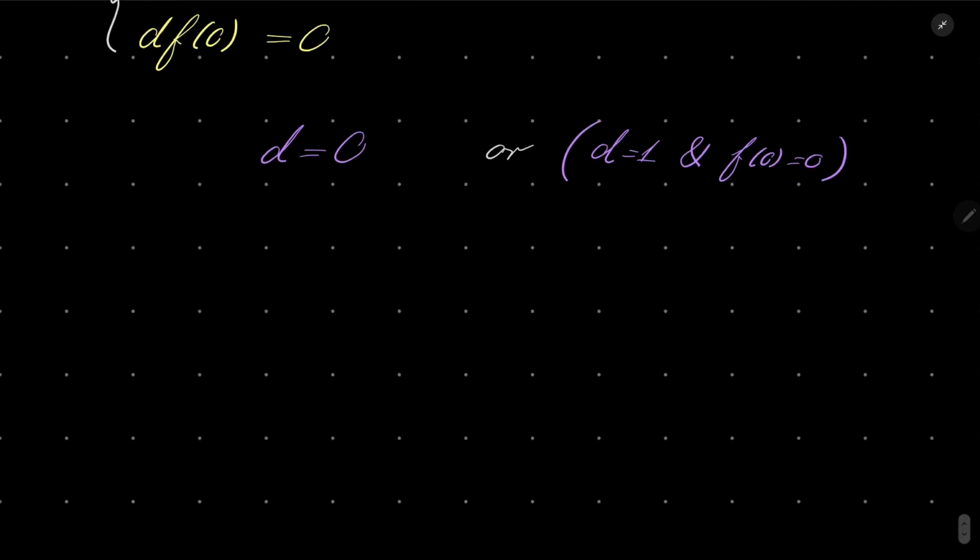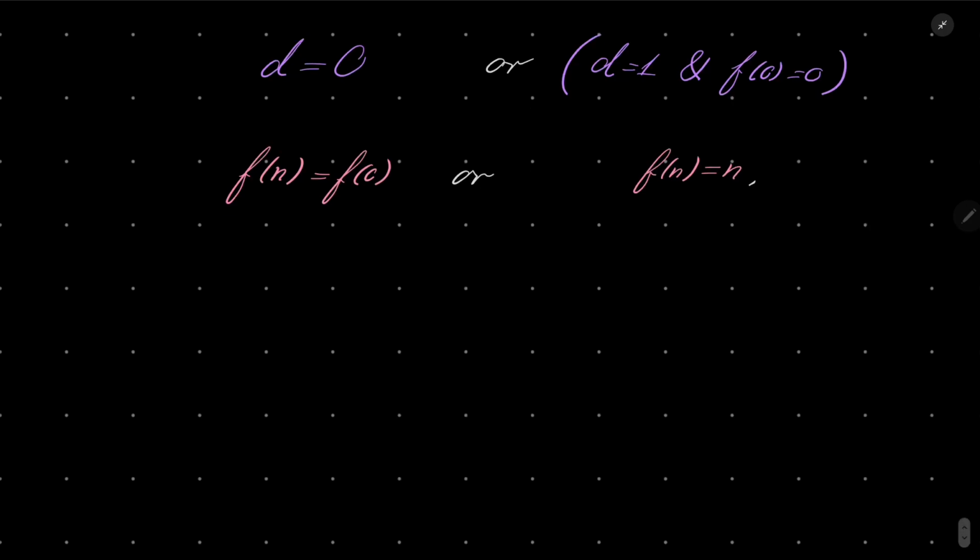So we have only two functions to consider. The first possibility really says that f of n equals f of 0, it's a constant function, and the second possibility says that f of n equals n, it's the identity function. And let's just do verification.